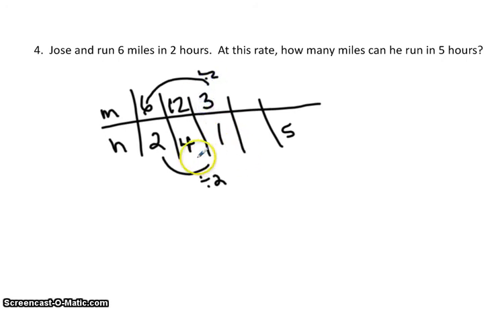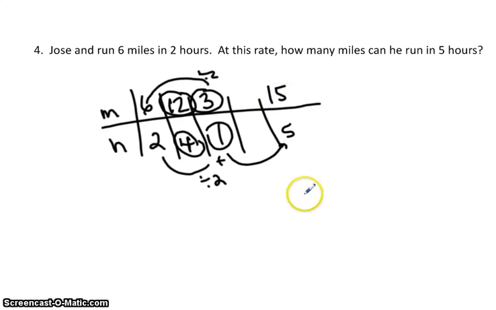And now at this point, I can see that if I add 4 plus 1 together, that gives me 5. So I would go to the top and add 12 plus 3 together, which gives me 15. So Jose can run 15 miles in 5 hours.